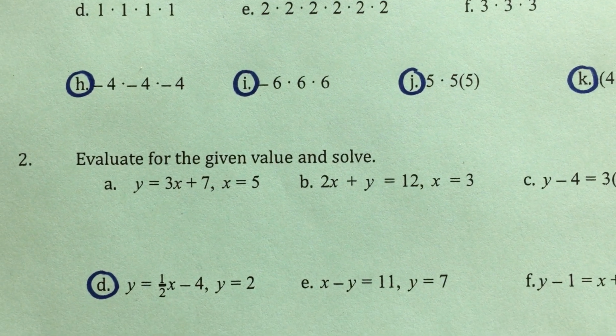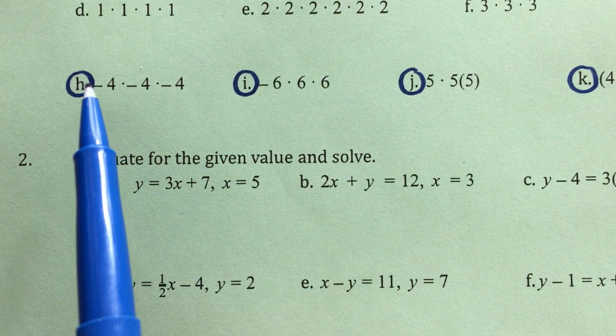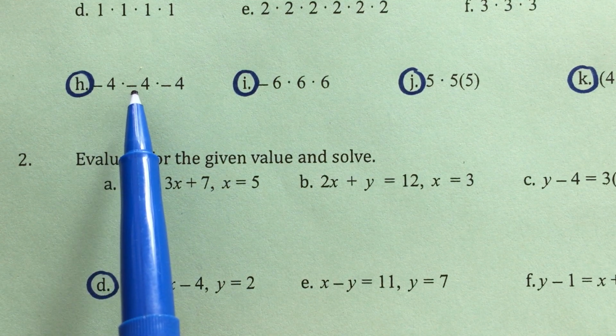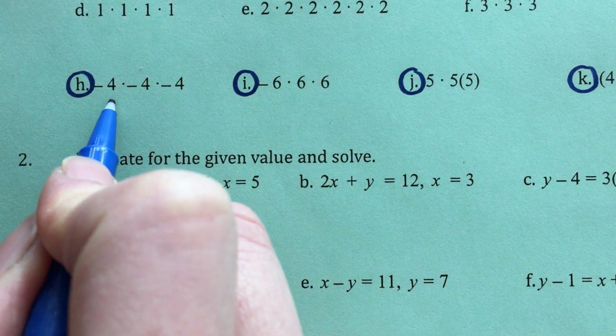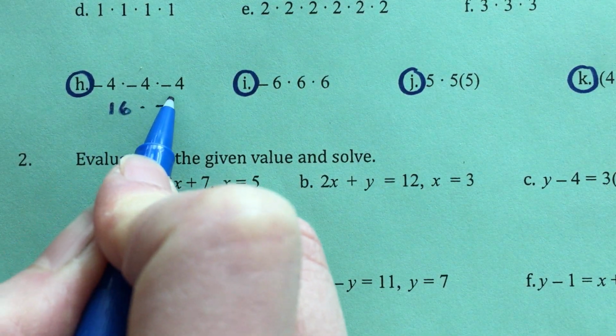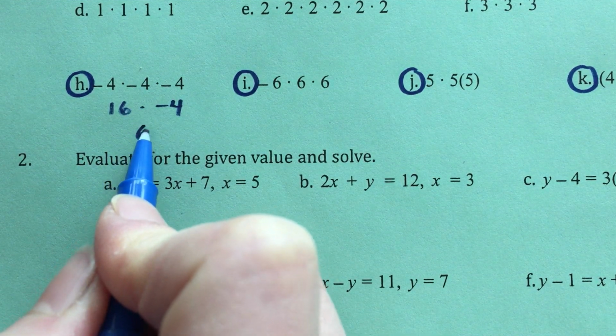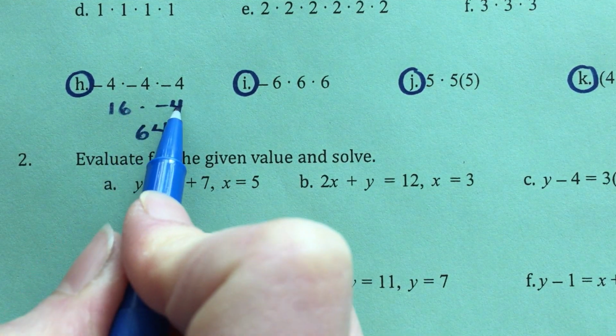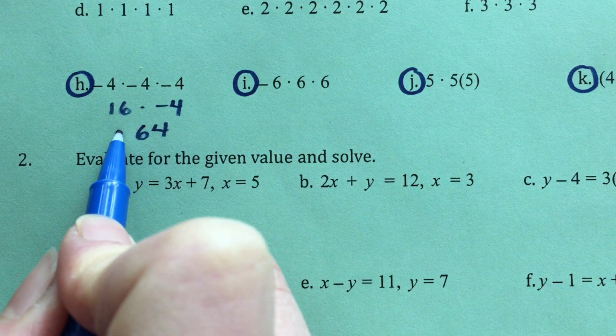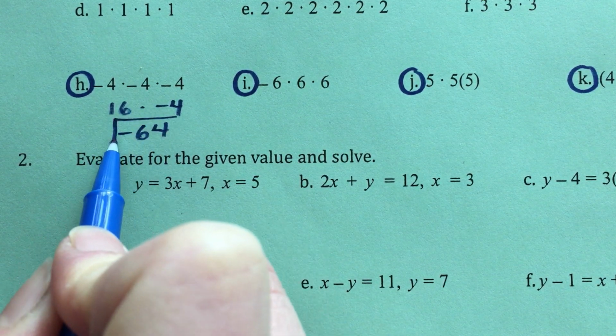I want to talk about H because we need to remember what happens when we multiply negatives. So negative times negative first is positive. So 4 times 4 is 16, and again that would be positive 16, and then times another negative 4. 16 times 4 is 64, but what happens here is a negative times positive leaves us with negative 64 as the answer.